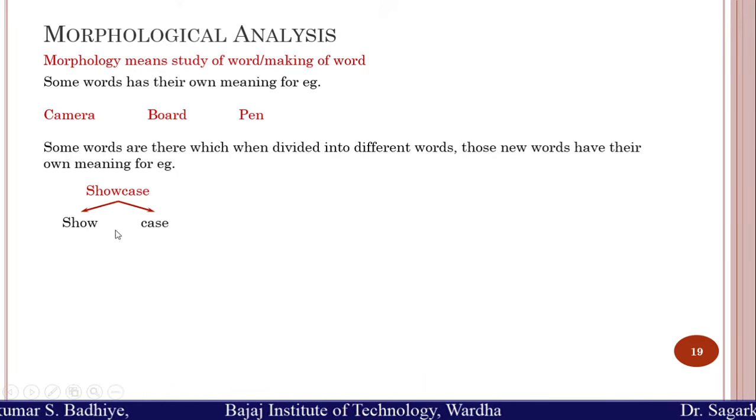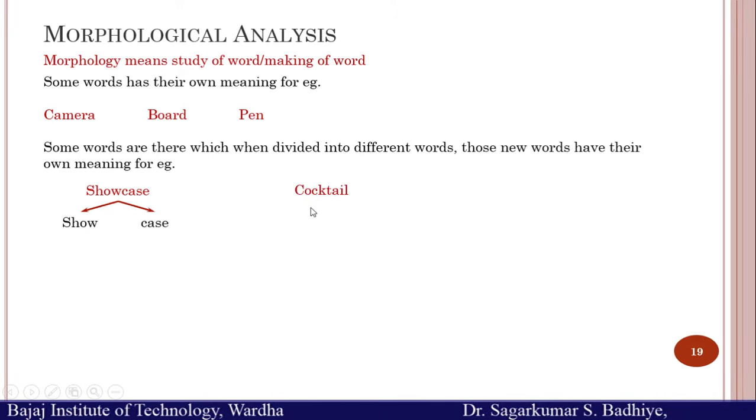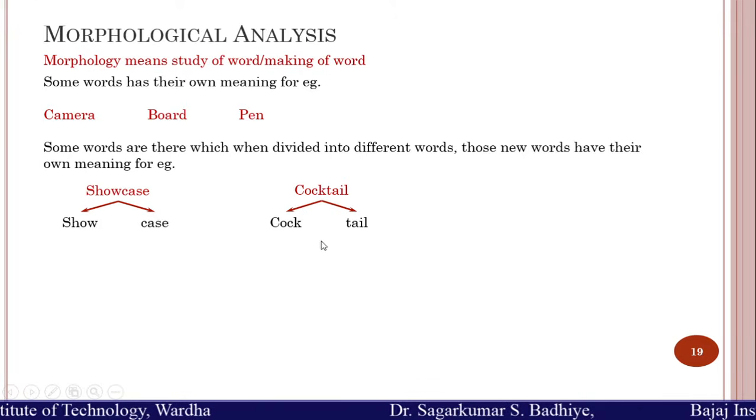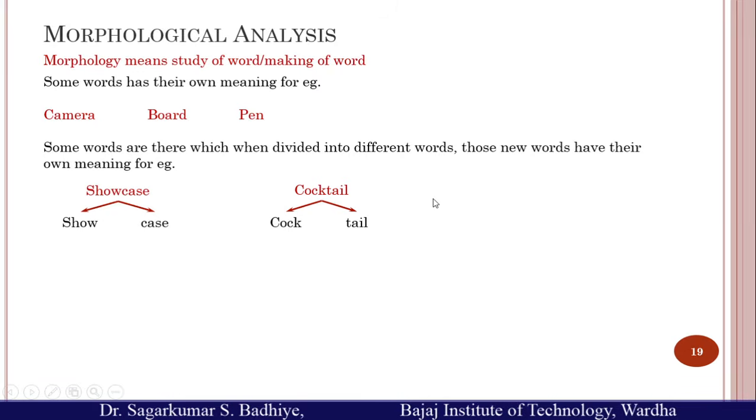So some words are there that produce different words with their own meaning. Another example is cocktail. Here it is divided as cock and tail. Again, cock has its own meaning and tail has its meaning, right? So these are the other kind of words.